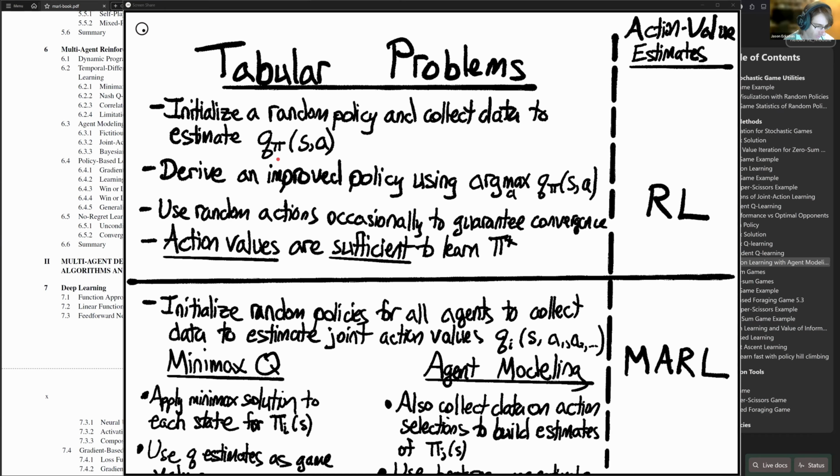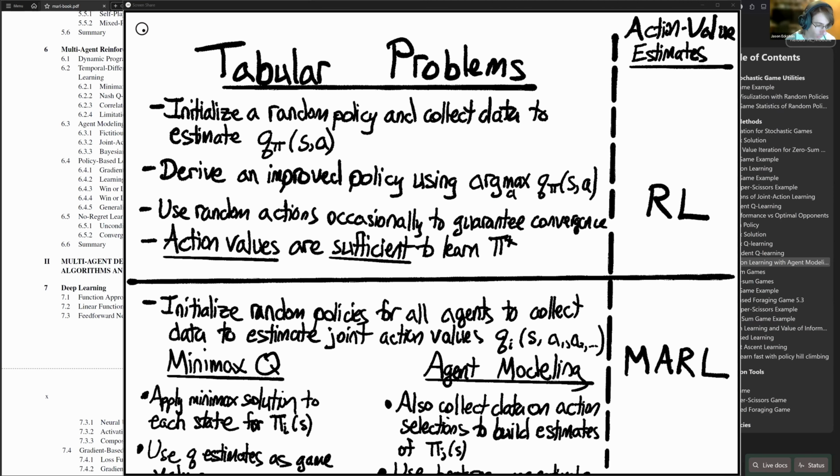And then once we have estimates of this, we can always attempt to improve the policy by computing this argmax here, which is also what we do in value iteration. But here we're doing it using estimates, so the solution is not going to be exact. This is all going to be approximate until these values converge. And we also have to use random actions to explore the environment to guarantee that we don't get stuck somewhere, because this method only works if we guarantee continuing to collect samples from all over the environment. And also the action values that we estimate end up being sufficient to learn the optimal policy.